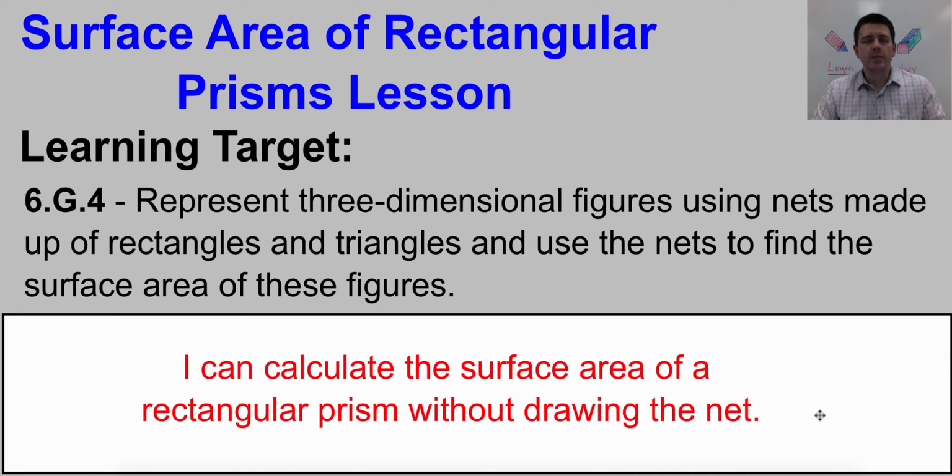Today we're going to tackle the same types of problems, but this time our I can statement is: I can calculate the surface area of a rectangular prism without drawing the net. Now we're simply going to calculate it using our numbers instead of drawing out the net first. So get the start of your notes ready, and then we'll proceed.